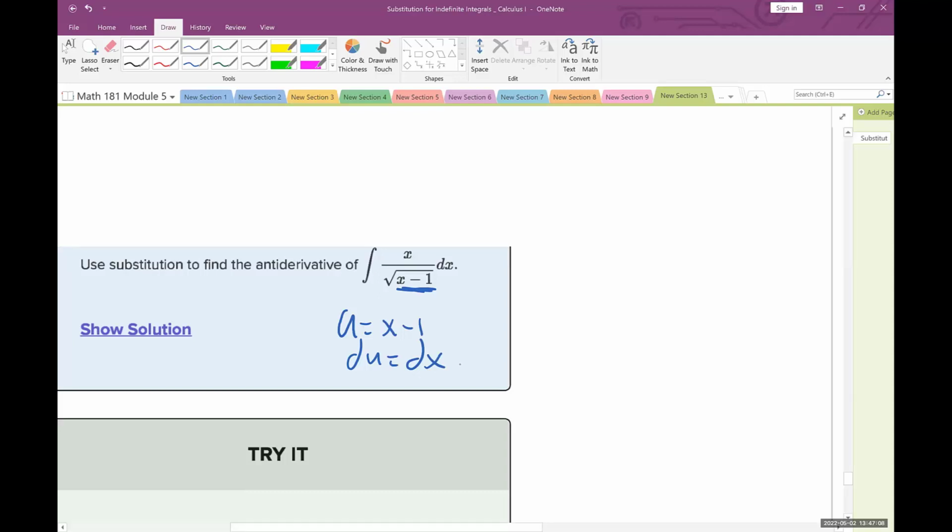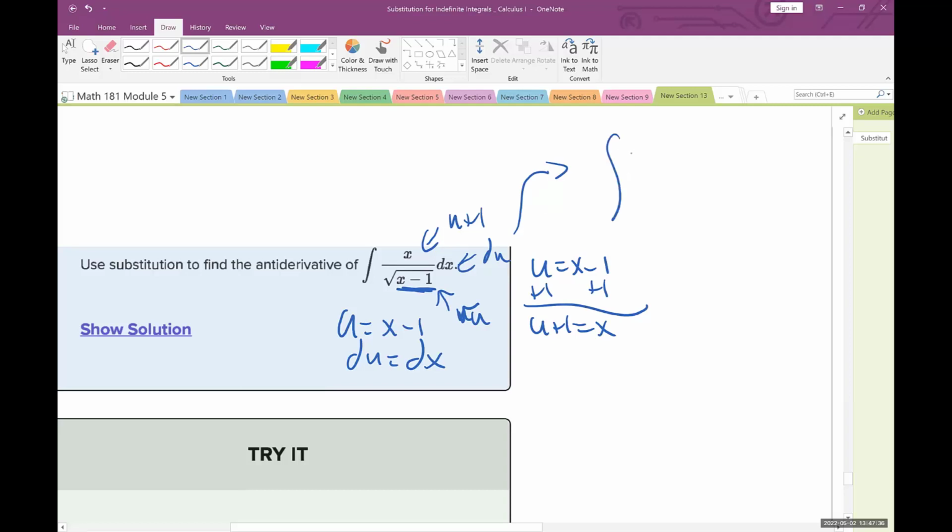When you're doing something like this, still go with u as the stuff under the radical. But if you notice, on top is just an x. If u equals x minus 1, adding 1 to both sides gives u plus 1 equals x. So the top becomes u plus 1, the bottom becomes the square root of u, and of course that's a du. So we can rewrite this whole thing as the integral of u plus 1 over the square root of u du.